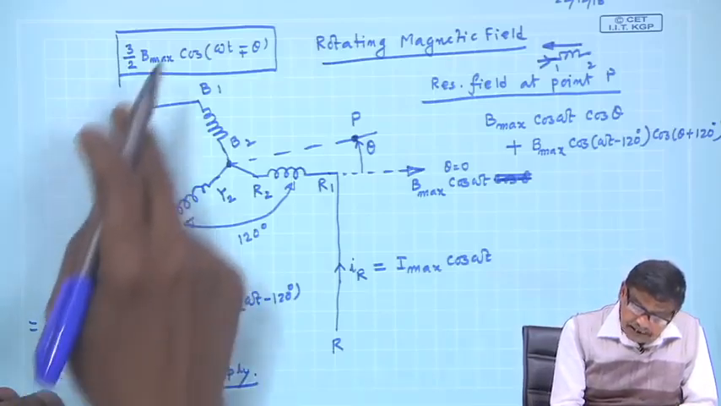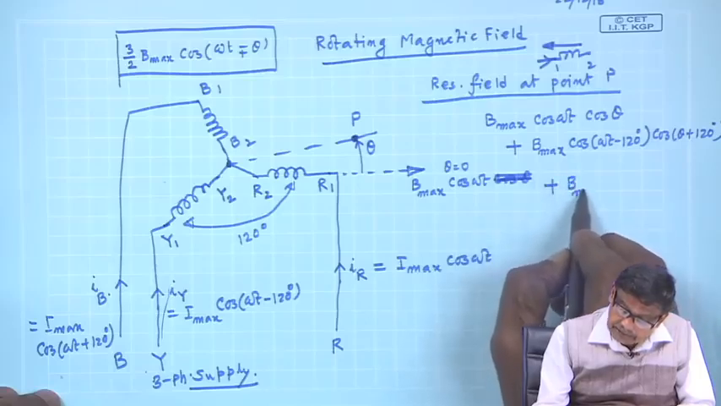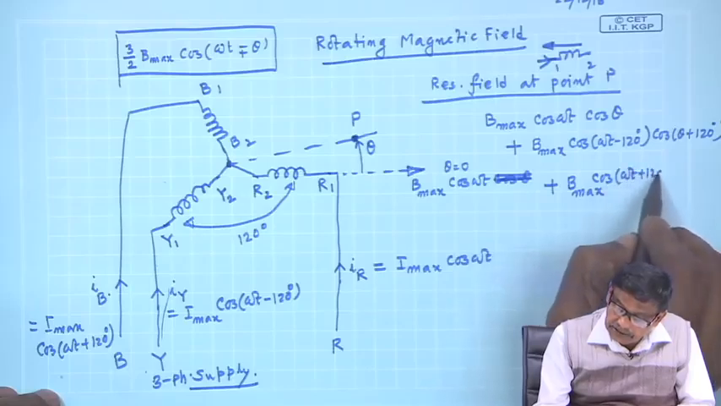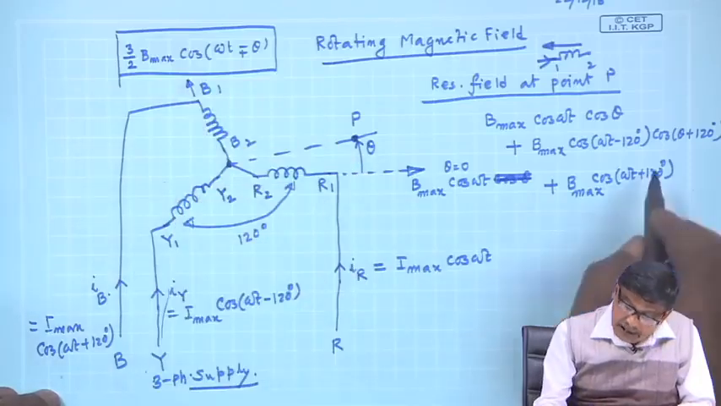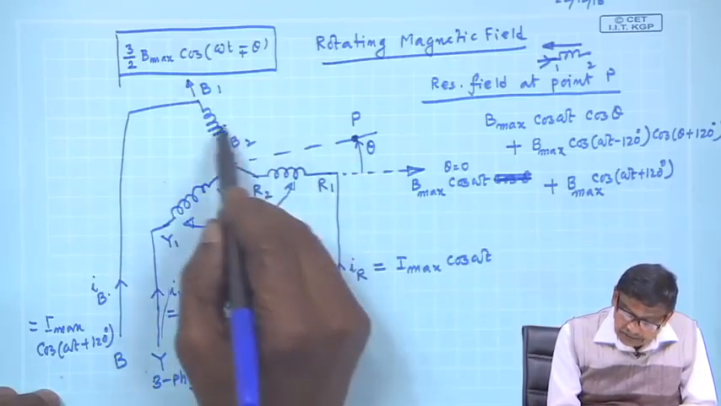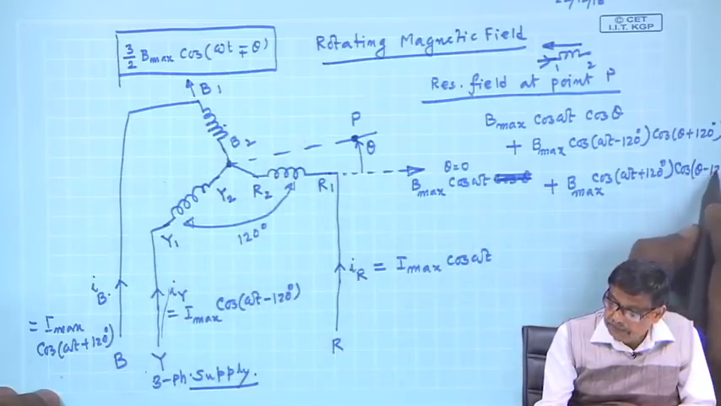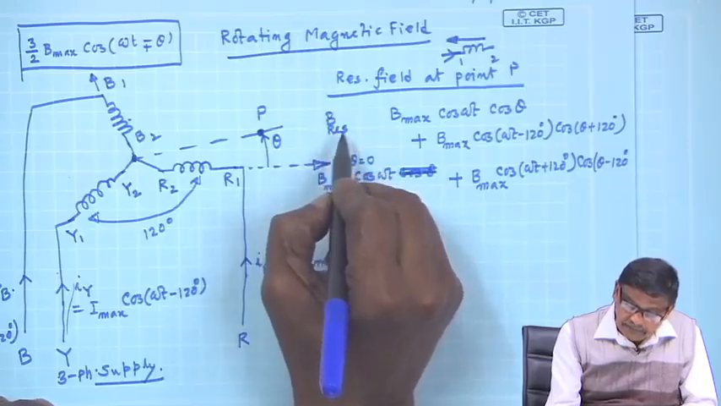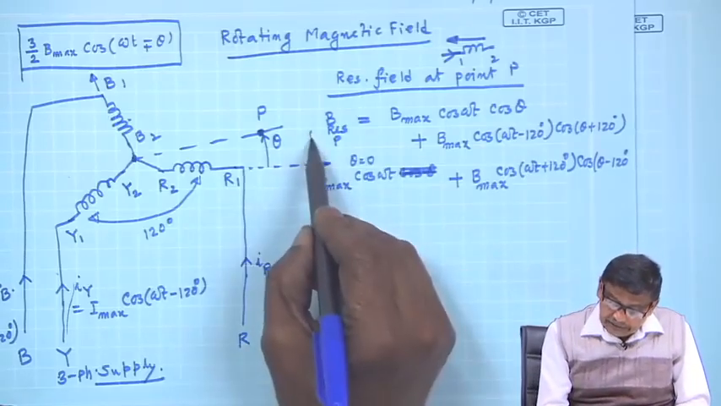And finally, for the B axis it will be B max cosine of omega t plus 120 degrees, that will be its field along this direction, and cosine of this angle, which is the difference between theta and 120 degrees. I am sorry. So, this will be the resultant field B at point P.